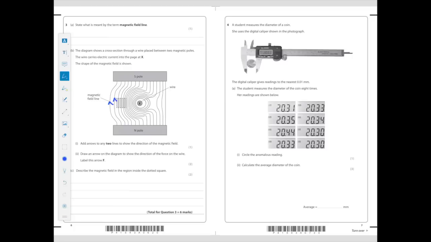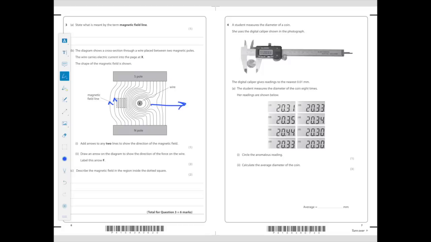Draw an arrow on the diagram to show the direction of the force on the wire and label this F. So this is where Fleming's left-hand rule comes in. Remember that your thumb shows the direction of the force, your index finger shows the direction of the magnetic field, and your second finger shows the current. Make sure you're holding your left hand up here. Make sure that your second finger is pointing downwards at X. Then line it up so that your first finger is pointing north to south. And then when you've done this, you'll see that your thumb is pointing to the right, and remember that shows the force, which is why it's in this direction.